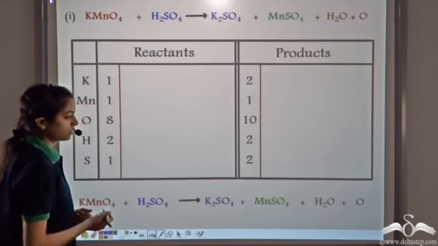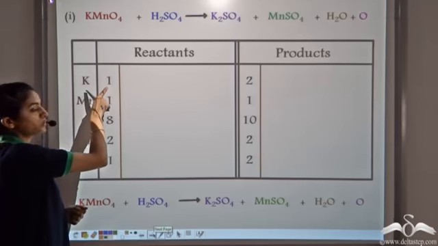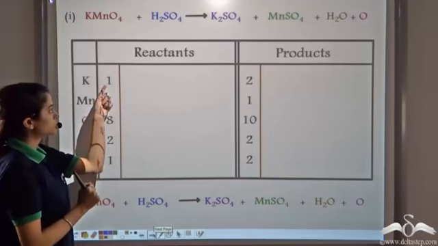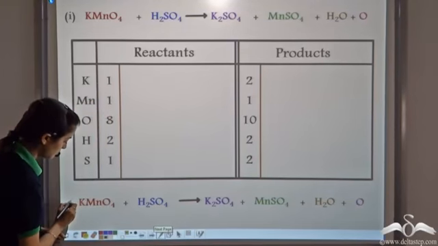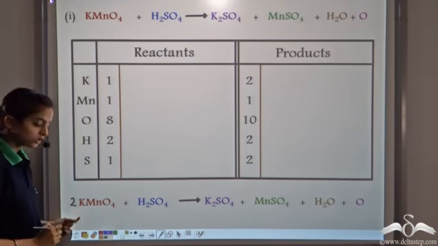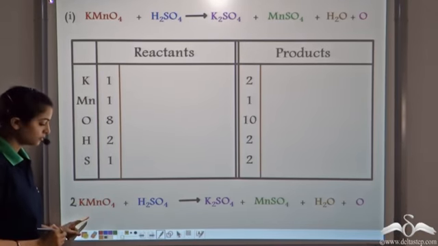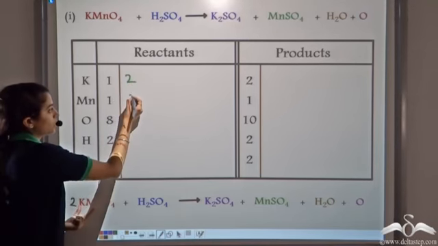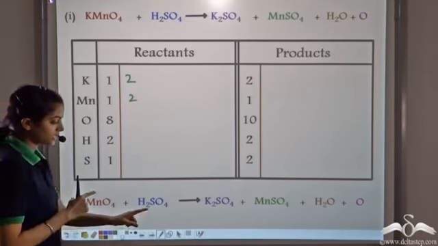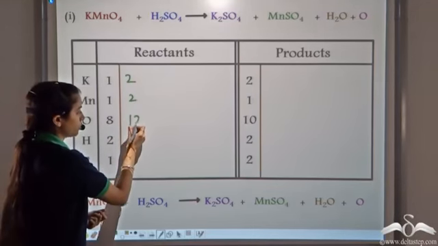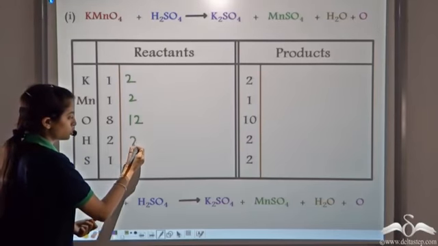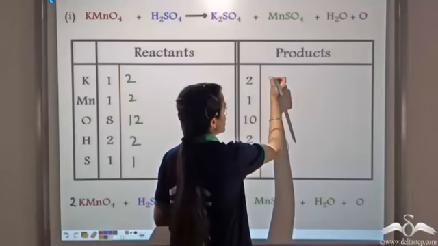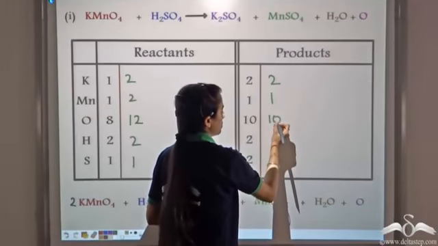Let's rewrite our equation now. So we see 1 atom of potassium on the reactant side, 2 atoms on the product side. So we have to balance potassium. To make this 2, we multiply this by 2. So we take 2 molecules of KMnO4. Now we get 2 atoms of potassium, 2 atoms of manganese, 4 2s are 8, plus 4, 12 atoms of oxygen, hydrogen remains 2, and sulfur remains 1. On the product side, we have not made any change, so they remain as it is.